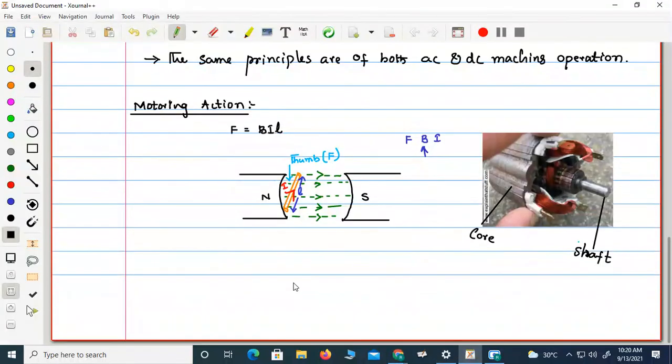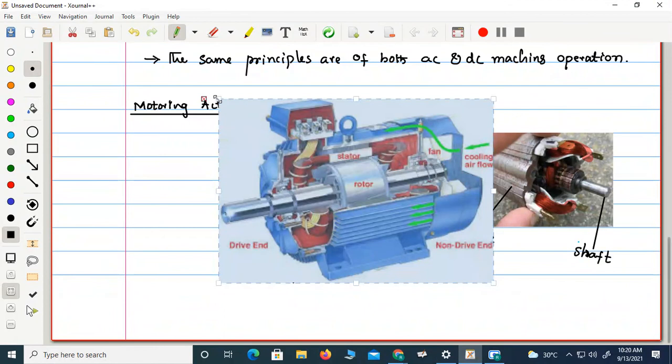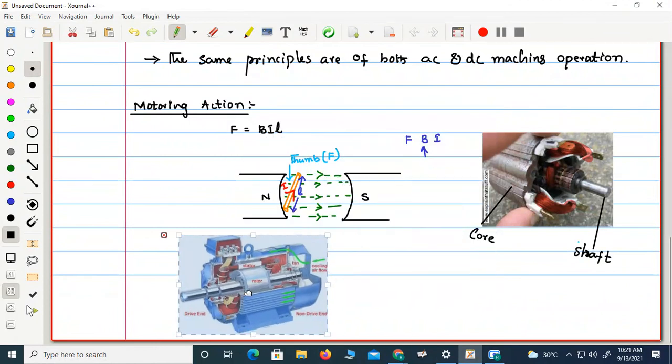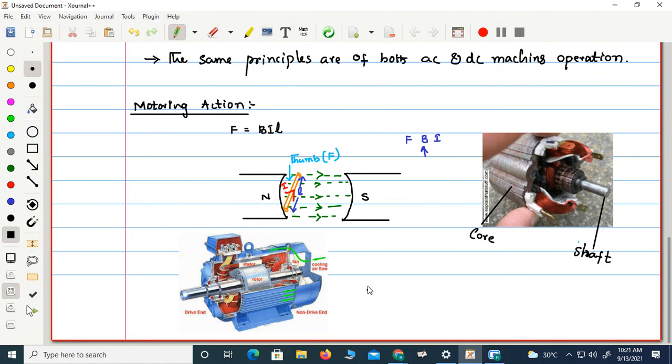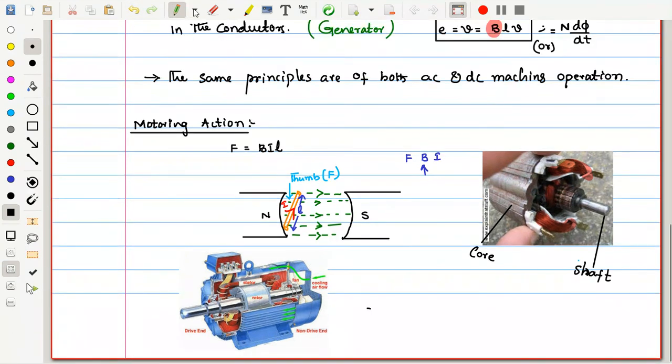See here what happens. So here see the machine structure. This same part is arranged over here. Let me highlight that section. The same part is arranged over here as like this. See, this portion is arranged over here. This is what we call a rotor, which rotates inside the machine. See, this is the shaft.